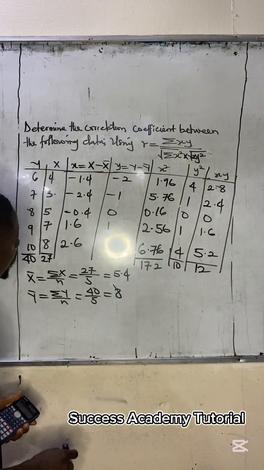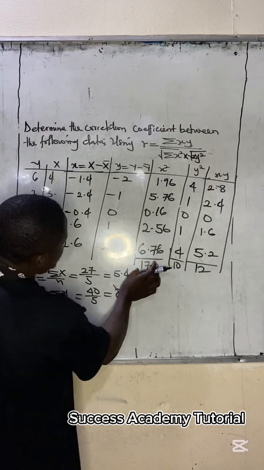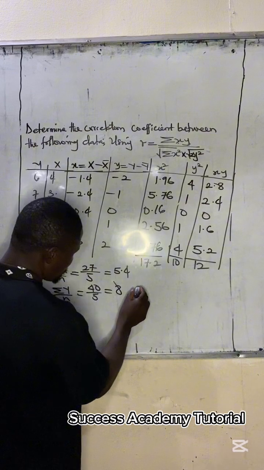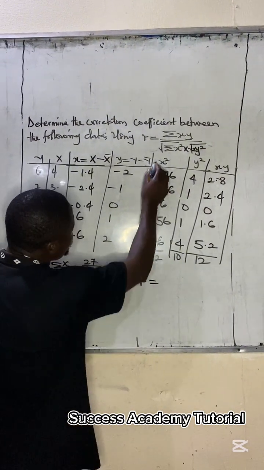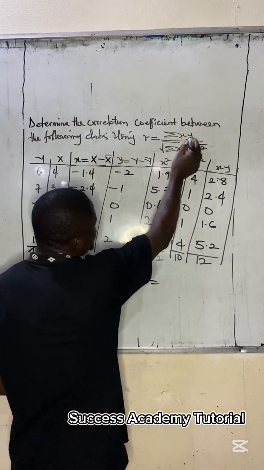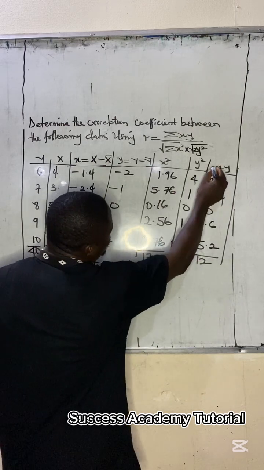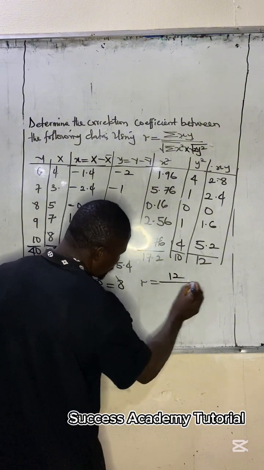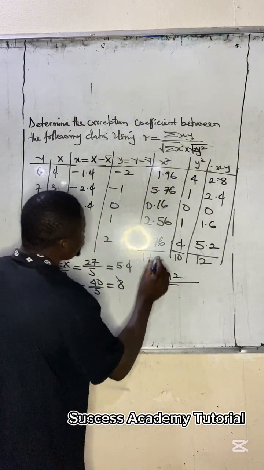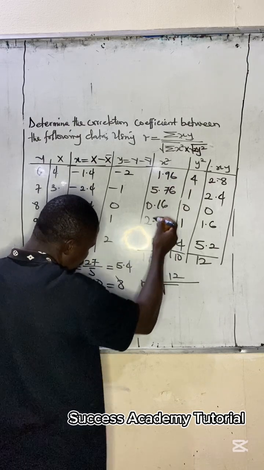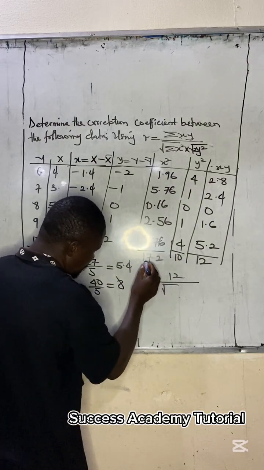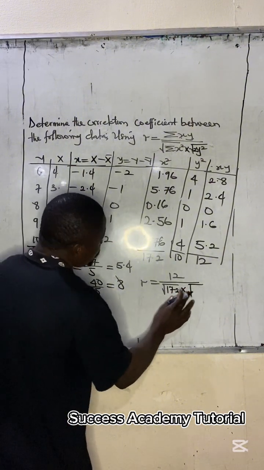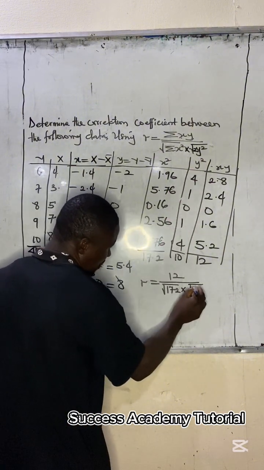Now, we are almost there. We've added these up. So the next is to look at the formula. The formula is r equal to summation of xy. This summation means addition. Don't forget that. Summation of xy is 12, divided by square root of summation of x squared, which is 17.2, times square root of summation of y squared, which is 10.